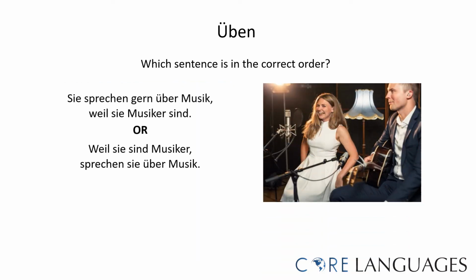How about this example? Sie sprechen gern über Musik, weil sie Musiker sind. Weil sie sind Musiker, sprechen sie über Musik. Look at the second sentence. The second sentence begins with a subordinating conjunction, but the verb is not kicked to the end of the sentence, so it cannot be correct. The correct sentence is, Sie sprechen gern über Musik, weil sie Musiker sind.